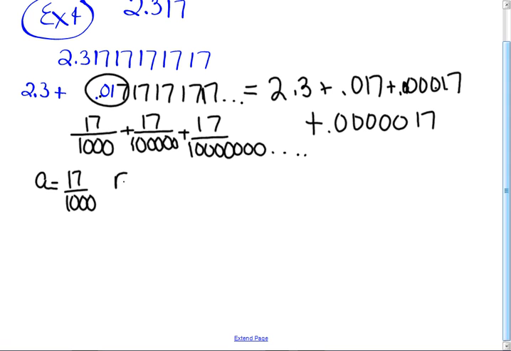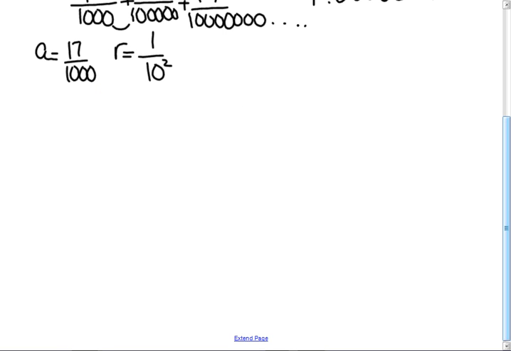What's R equal to? How do you get from here? 1 over 10 to the what? No? Second, because what's the repeat? Repeat is 2. The repeat was 3. It would be 10 cubed. There it is. So just the repeating part is A over 1 minus R.